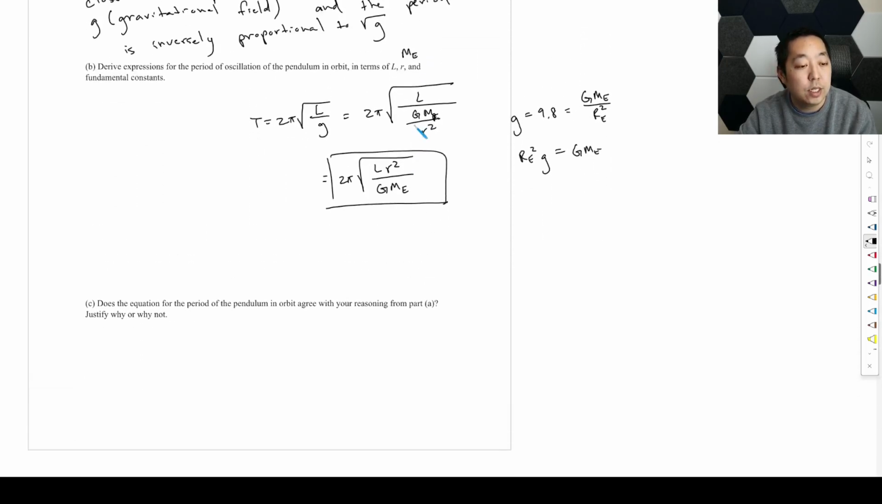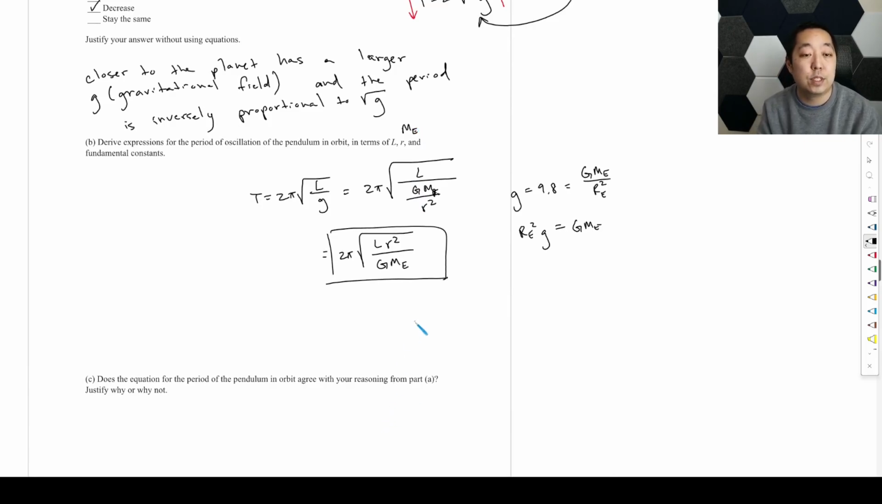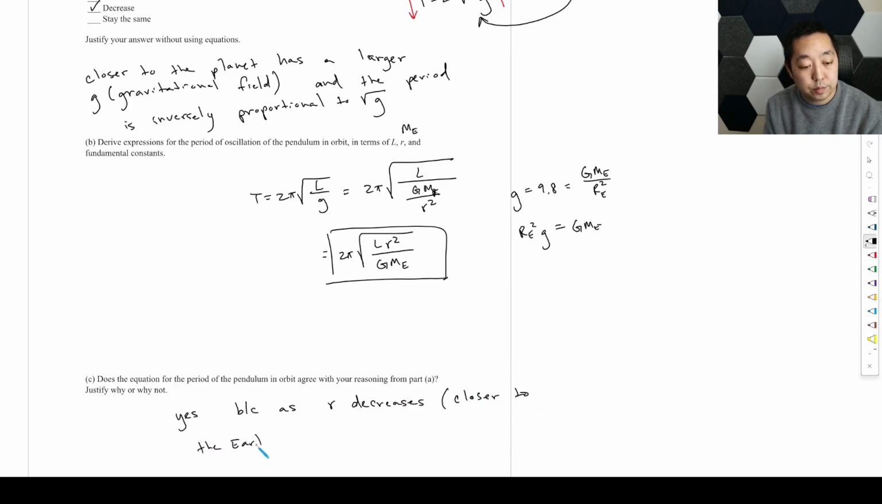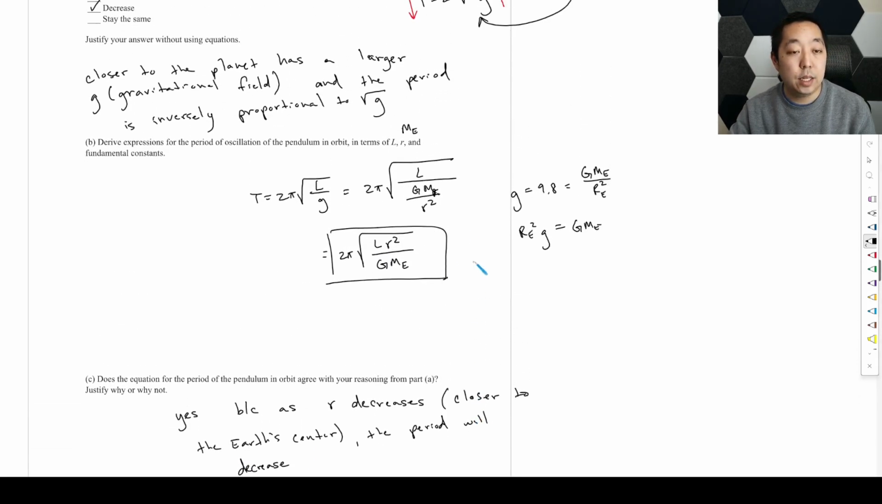Okay, does the equation for the period of the pendulum agree with our reasoning for part A? So what we said was yes, because as the R decreases, so we're closer to the Earth's center, the period will decrease, right? Because on the numerator here, right? So, get that, and that's it for that.